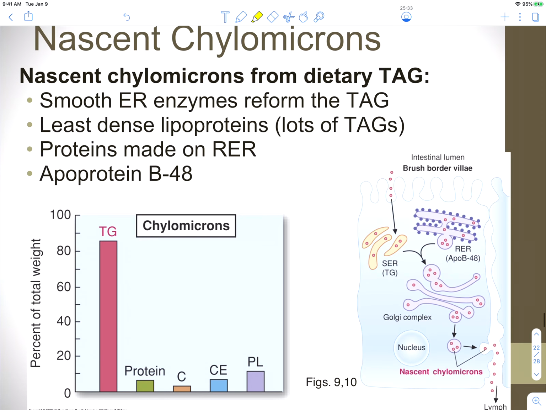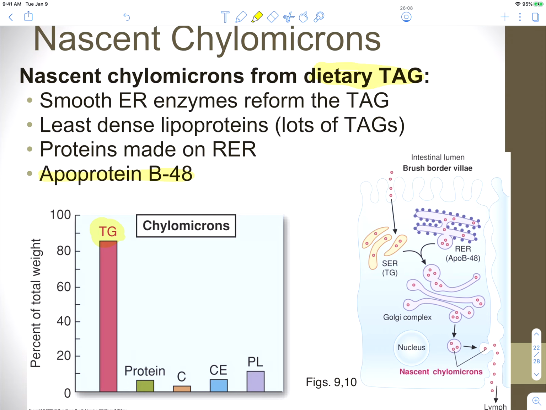Now, nascent chylomicron again means that it is new. And so the nascent chylomicron is only from dietary triacylglycerols. In the gut epithelial cell, in the smooth ER, you're going to get formation of your chylomicron. And then you're going to add to that apoprotein B48.